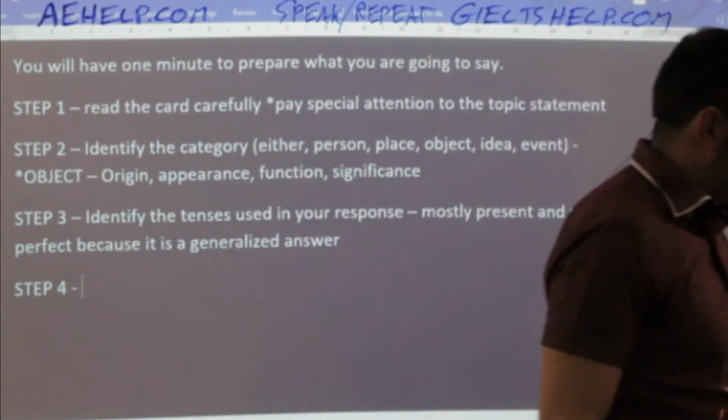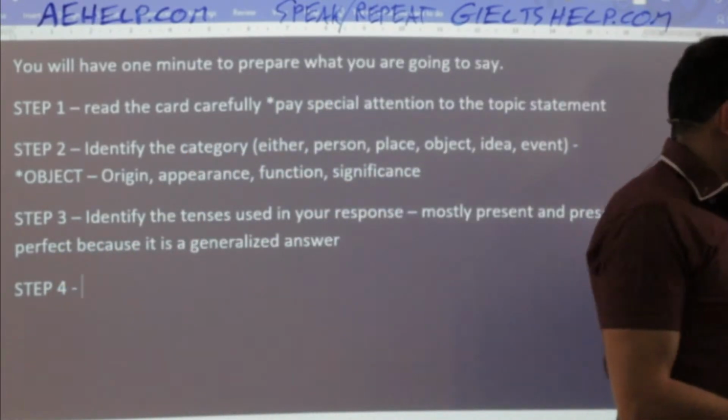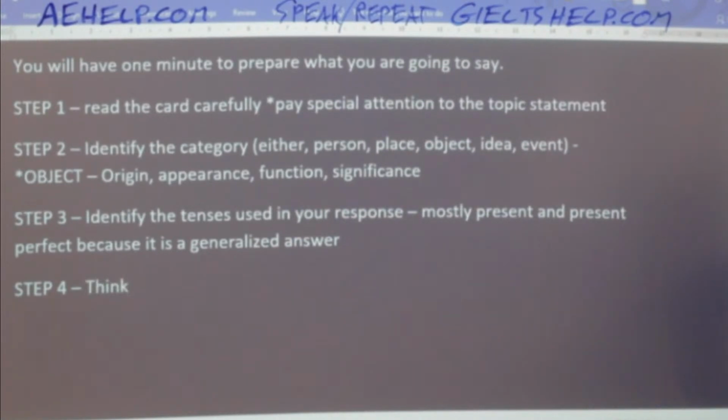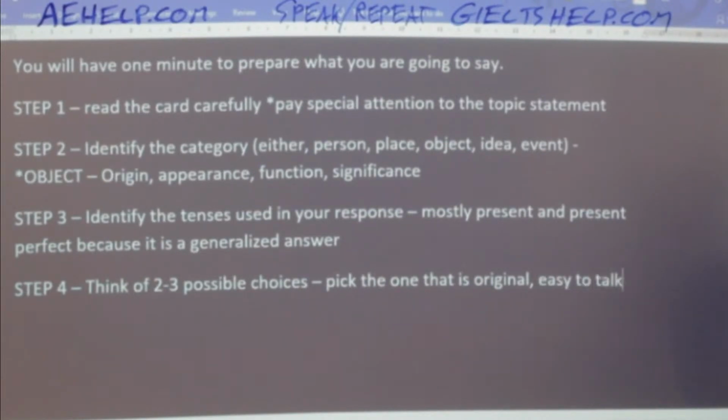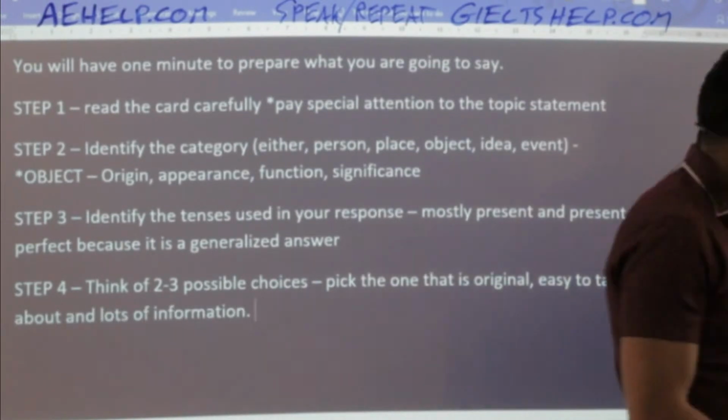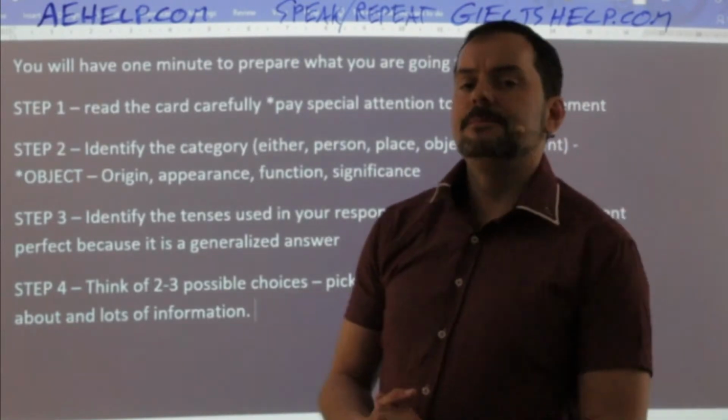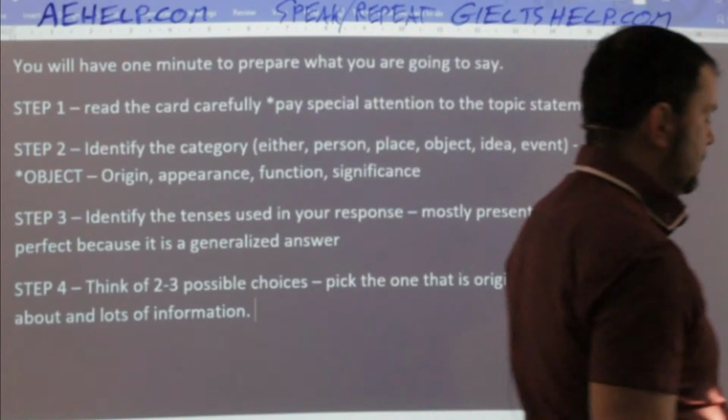Yeah, so Rashika says, think of 2 to 3 possible ideas. Sure. And pick the one, we've talked about this, members, you know this. Pick the one that is original, that is easy to talk about, and has lots of information. Okay, cool. All right. So let's do that. Let's come up with a few different ideas.